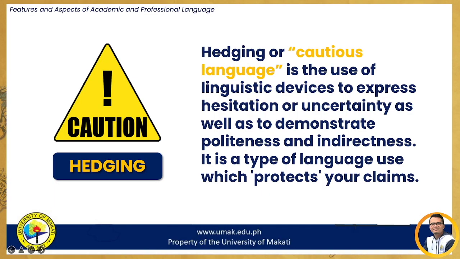In academic writing, it is prudent to be cautious in one's statements so as to distinguish between facts and claims. This is commonly known as hedging. Hedging is the use of linguistic devices to express hesitation or uncertainty, as well as to demonstrate politeness and indirectness. It is a type of language use which protects your claims.